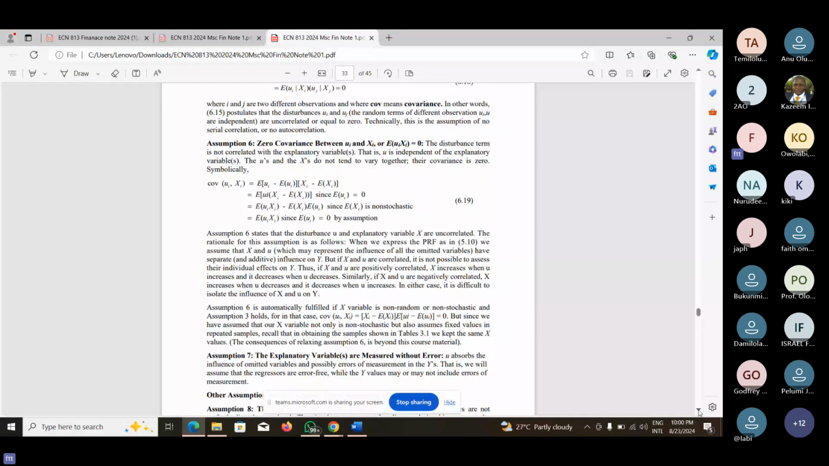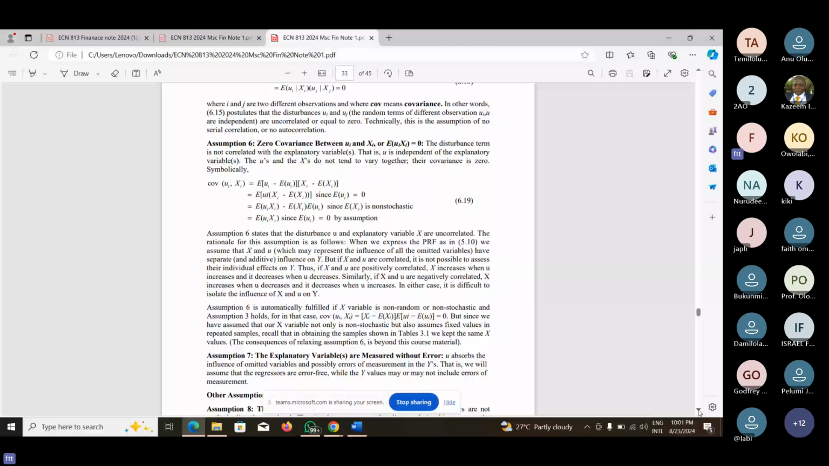We have zero covariance between ui and xi. Is it zero covariance between ui and xi, or expectation of ui given the value of xi is equal to 0? So it's not actually given the value of xi. What it's saying is that they don't vary together at all. They should not tend towards each other.